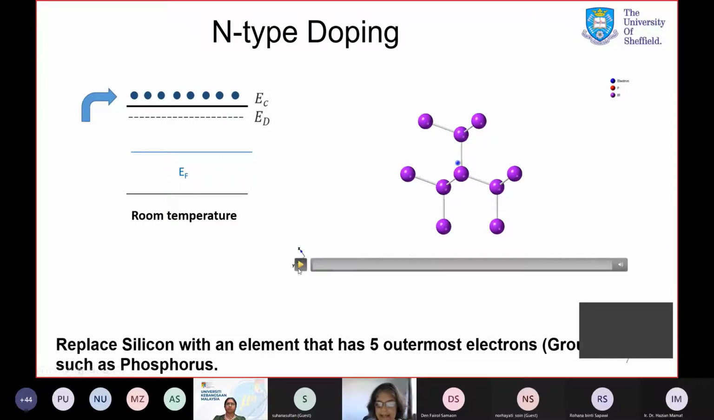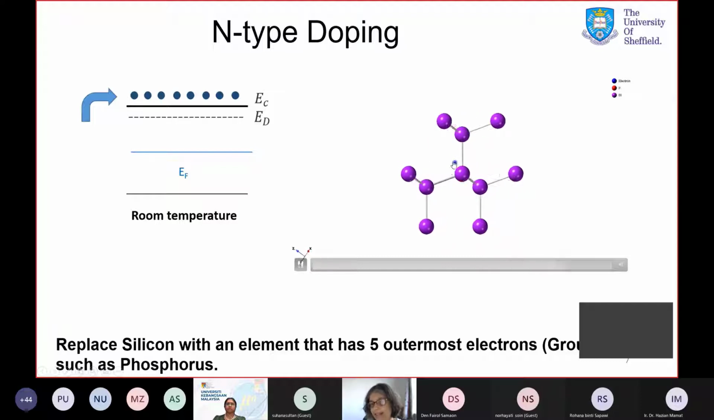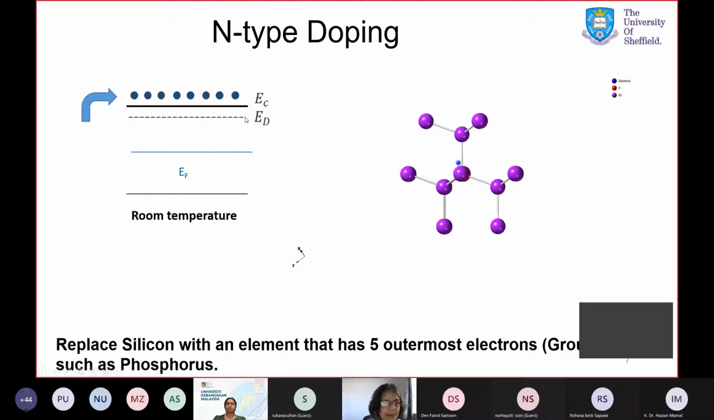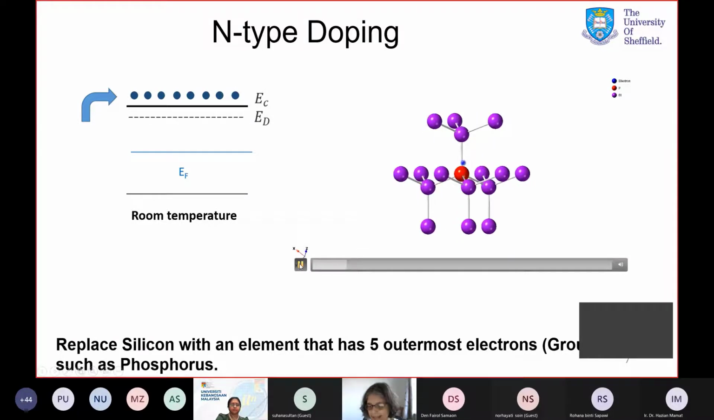On the other hand, if we replace the silicon atom with phosphorus, this has 1 extra electron here. And it introduces a donor level, which is quite close to the conduction band. At room temperature, these electrons can hop from atom to atom. They are freely available for conduction. And this is what makes this material n-type doped.